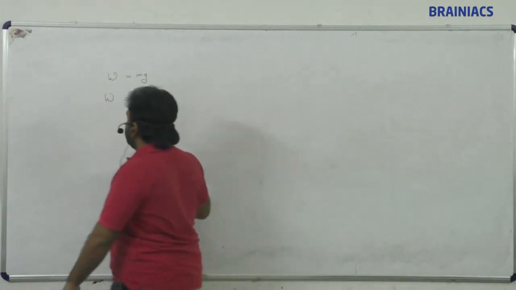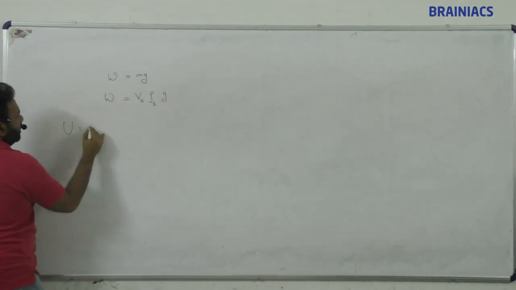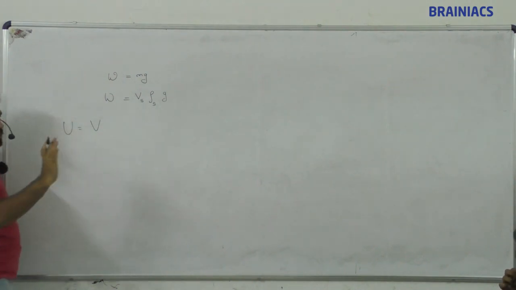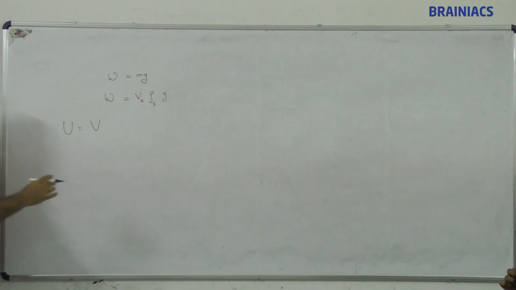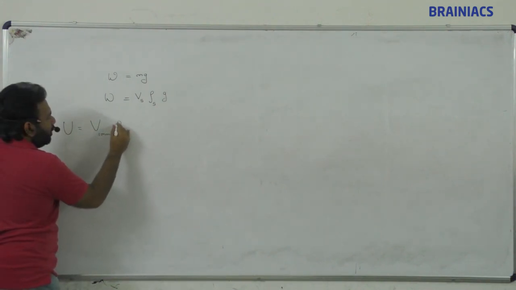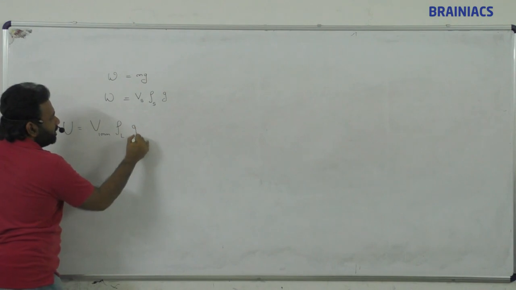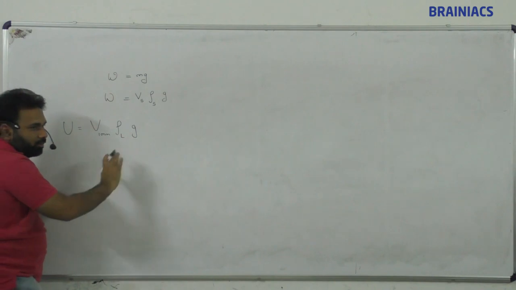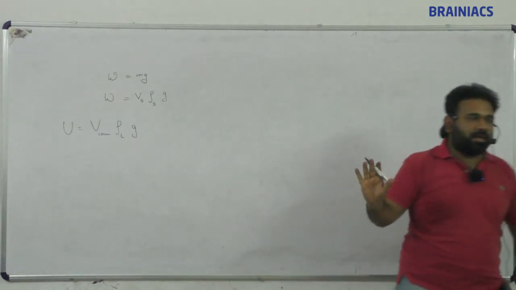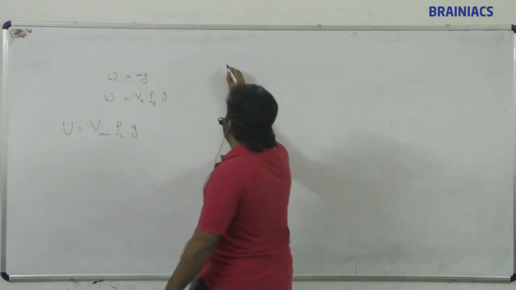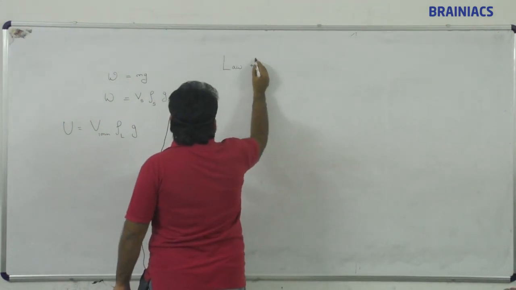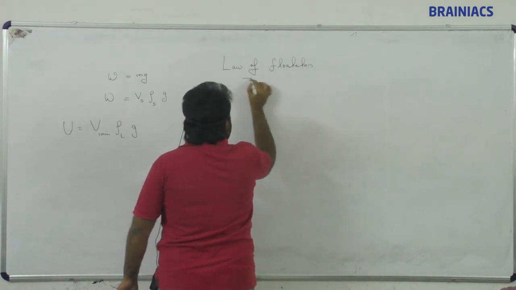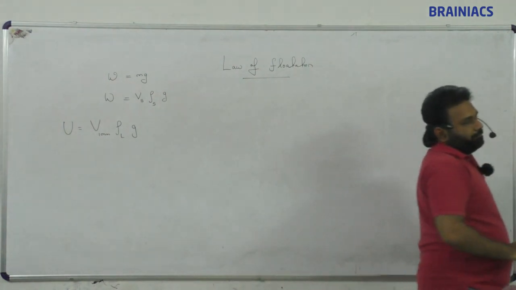Once again, upthrust is equal to what? V im, rho, and g. See the difference. Only g is the same. Now different cases are there, and we will discuss that. Next topic is the law of flotation.